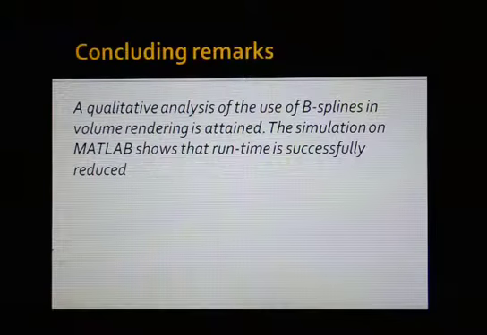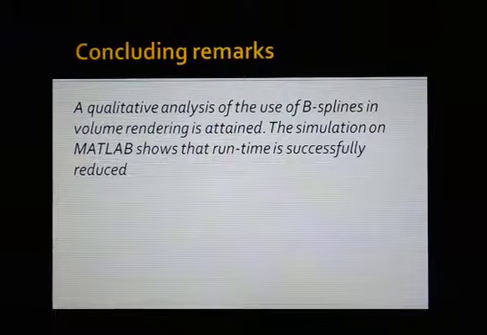Finally, we will conclude by saying that this project has been a qualitative analysis of the use of B-splines in volume rendering. Because it has been simulated on MATLAB, it does not give us a very quantitative understanding of the use of B-splines in ray tracing and volume rendering. However, it does show us that the runtime using B-splines is considerably reduced compared to the conventional methods. Therefore, it is highly successful.